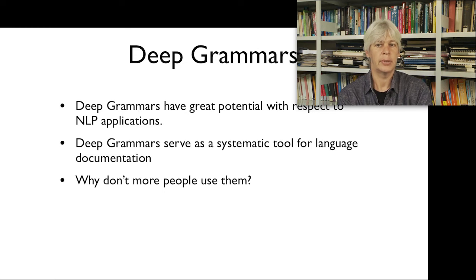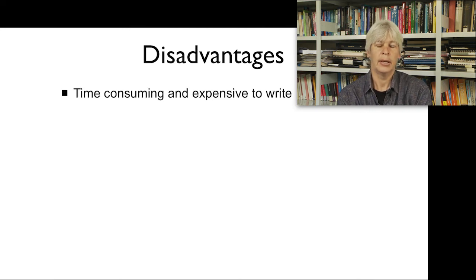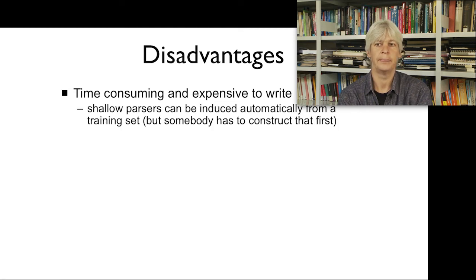And the question then is, well, if it's so useful, then why aren't more people using them? Well, there are disadvantages. They're time-consuming and expensive to write. I told you the English LFG grammar, which is very large and very robust and extremely useful, and has been used for industrial purposes, took about 10 years, one person working on it steadily for 10 years, and now it's there. So that is expensive. On the other hand, it's there and it's extremely useful.